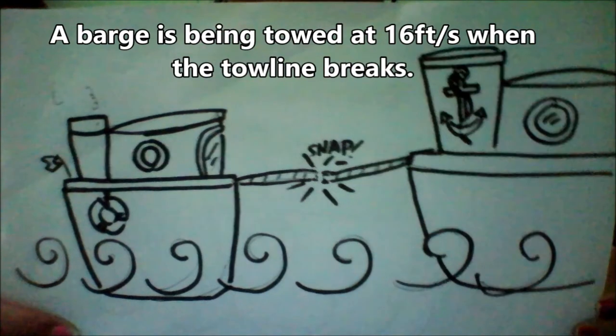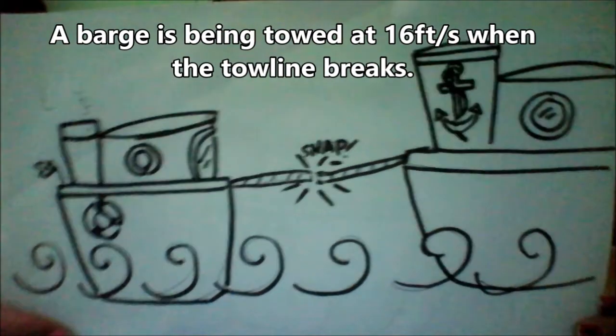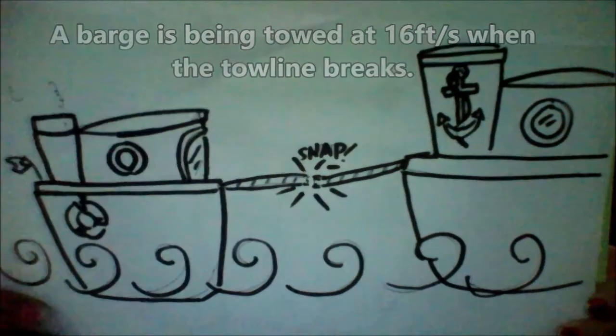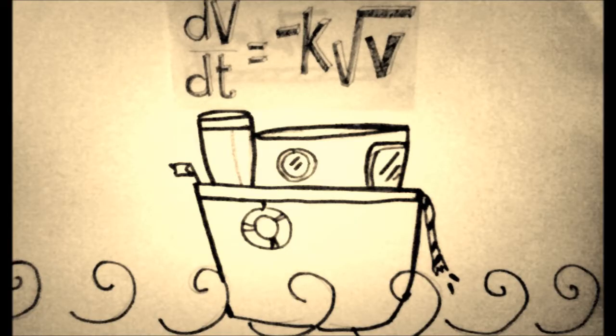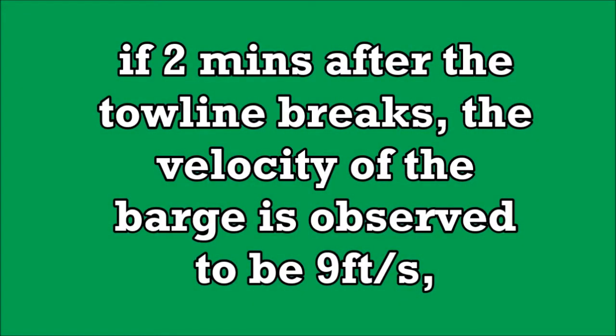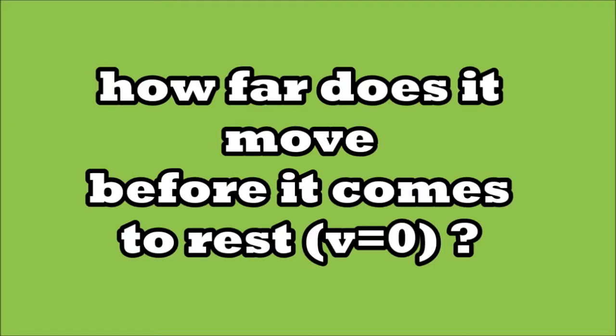A barge is being towed at 16 feet per second when the tow line breaks. It continues thereafter in a straight line but slows down at a rate proportional to the square root of its instantaneous velocity. If 2 minutes after the tow line breaks, the velocity of the barge is observed to be 9 feet per second, how far does it move before it comes to rest, or when the velocity is equal to 0?